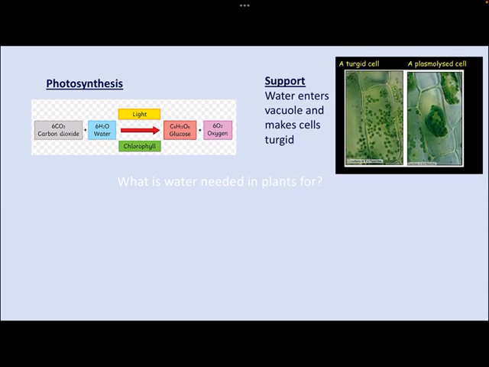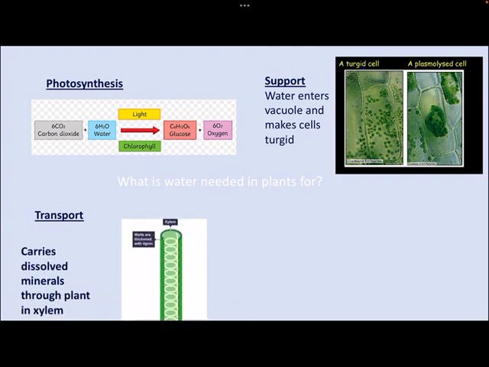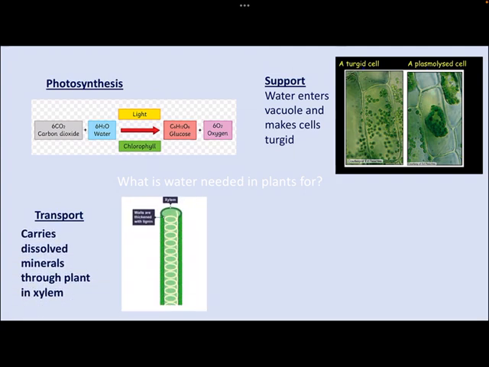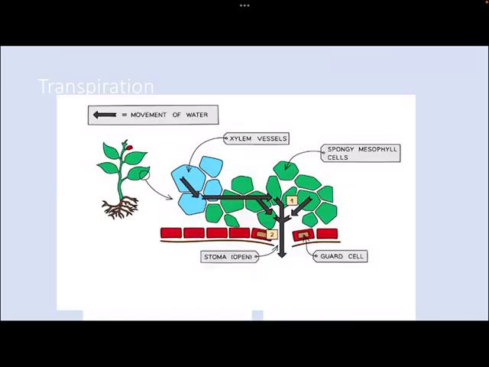They also need it for support. So as we've looked at there, water will enter the vacuole, make the cells turgid. So you can see the cell on the left turgid compared to the plasmolysed cell where the cytoplasm has pulled away from the cell wall. Also need it for transport, so minerals will dissolve into the water and be transported through the xylem. And then the 4th one is transpiration, where water is lost by evaporation. So we're going to look at that in the next slide.